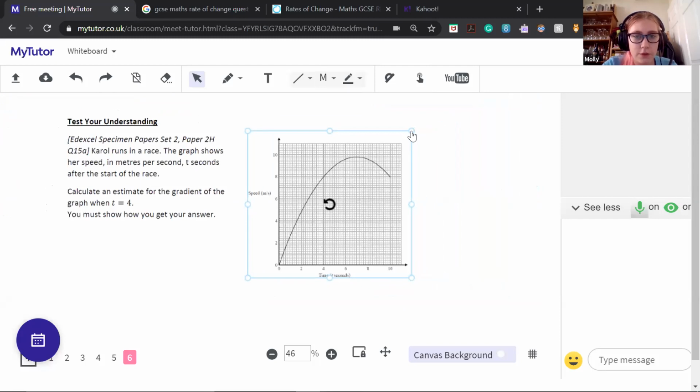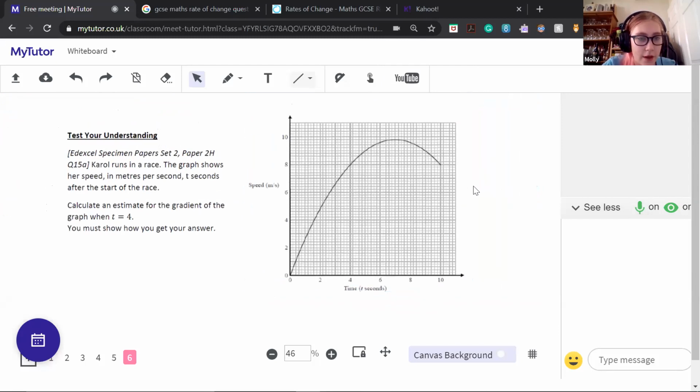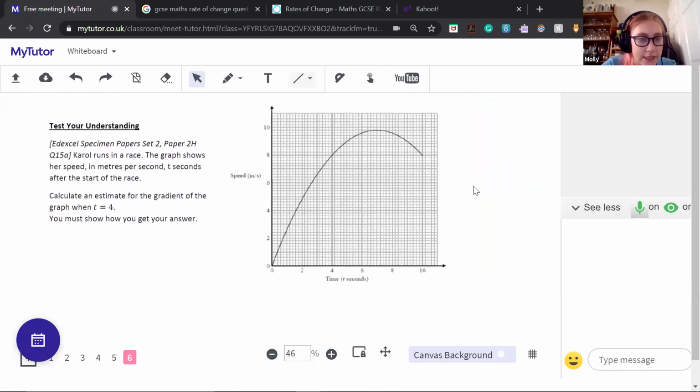So Carol runs a race. This graph shows her speed in meters per second, t seconds after the start of the race. So yeah, this is her speed after 2 seconds. This is her speed after 4. This is her speed after 6, and so on and so forth. So we want to calculate an estimate for the gradient of the graph when t equals 4. Now, first of all, can someone tell me what that gradient would represent in this graph?